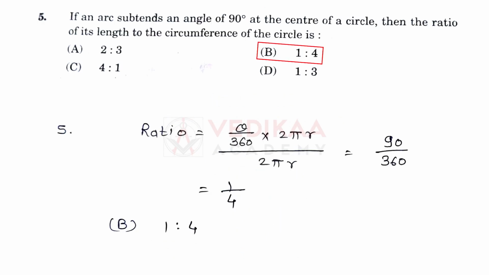Question number 5. If an arc subtends an angle of 90 degrees at the center of the circle, then find the ratio of its length to the circumference of the circle. We know that the length of the arc is equal to theta upon 360 into 2 pi r. Now the ratio is theta upon 360 into 2 pi r upon 2 pi r. The 2 pi r gets cancelled, and if you substitute theta as 90 degrees, you will get the ratio as 1:4. So the correct option is B, 1:4.